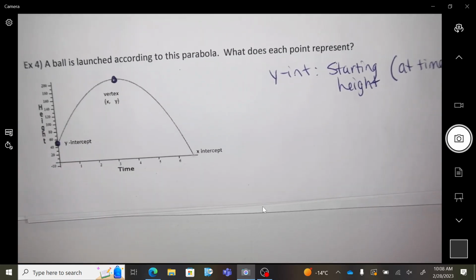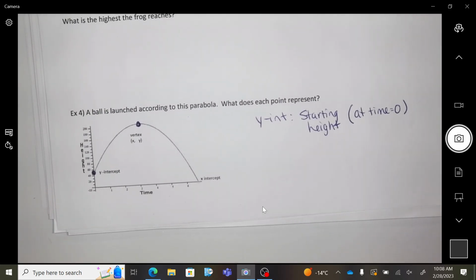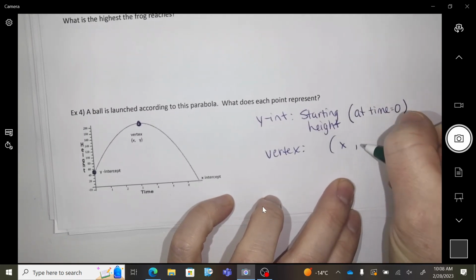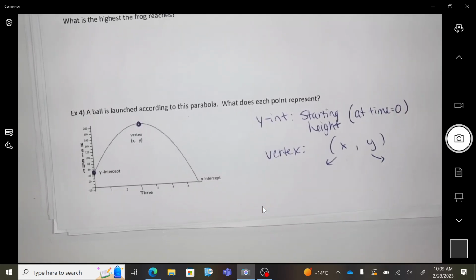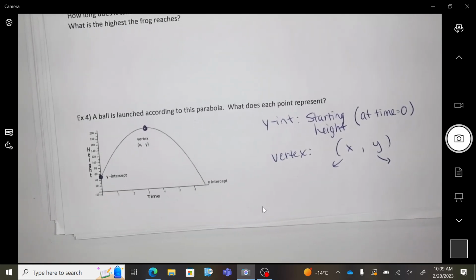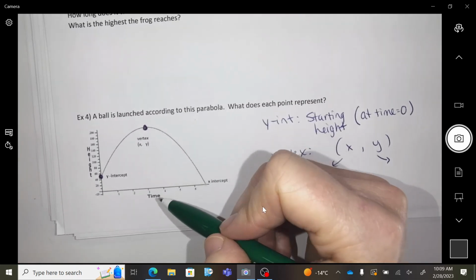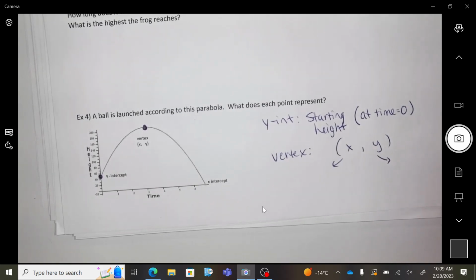Okay, now let's talk about the vertex in this context. So again, you got that ball in your head. It was projected. It's going up. The vertex. What does the x part of the vertex represent? What does the y part of this vertex coordinate represent? So pretending it is 3, 200. What does 3 what? 200 what?